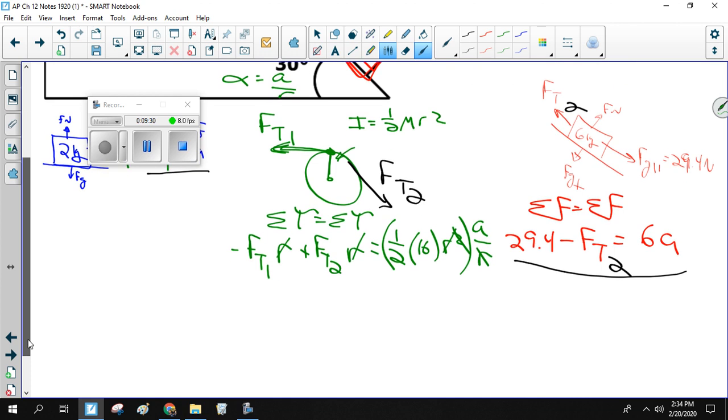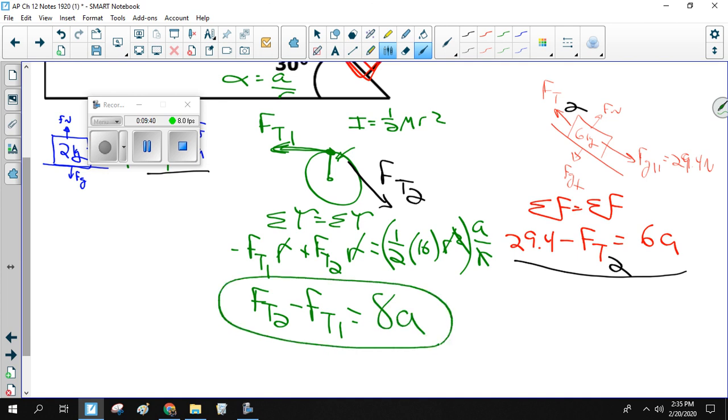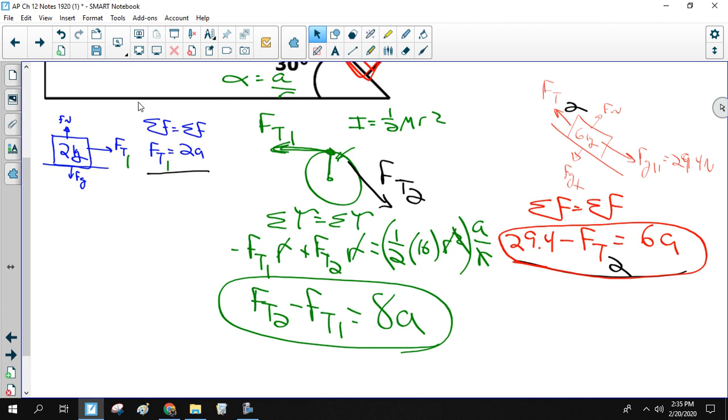After you simplify this, you end up getting force of tension 2 minus force of tension 1 equals 1/2 of 16, which is 8, times A. So I've now got 3 equations and 3 unknowns. These are my 3 equations. And so now we can solve this mess. How you do this is totally up to you. At this point, it's just kind of grinding through the algebra.